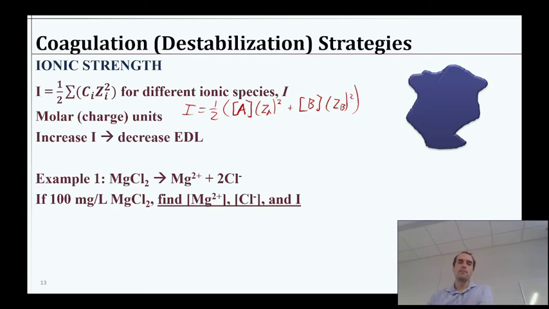Okay, and again, the concept here is that if we increase the ionic strength, we're going to decrease the electrical double layer for all the reasons we just talked about. Okay, so we have 100 milligrams per liter of magnesium chloride here. And the problem prompt here is to find the molar concentration of magnesium, of chloride, and then the ionic strength.